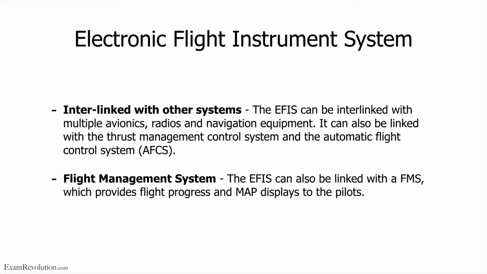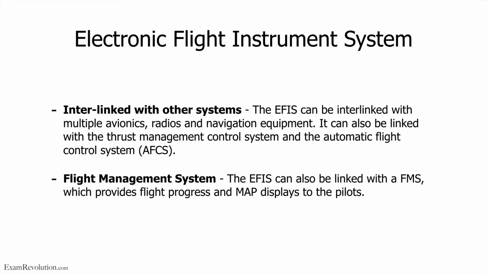So now let's see. The EFIS system is also interlinked with other systems. So it can be interlinked with multiple avionics, radios, and also navigation equipment, right? So like your VOR or a GPS or something like that. And it can also be linked with a thrust management control system and the automatic flight control system.